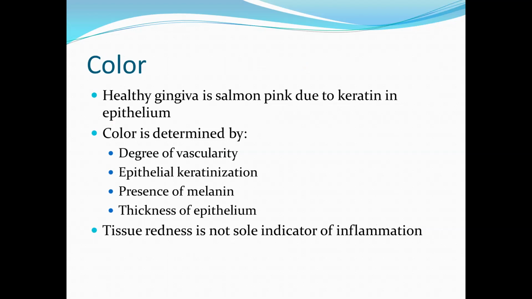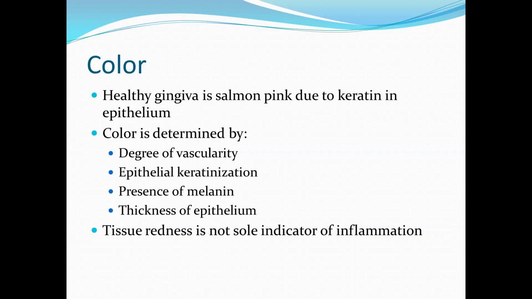So for color, we're looking at a pink to coral pink due to the amount of keratin in the epithelium as well as pigmentation. The color is determined by the degree of vascularity. Okay, think about it. If you're very vascular and have thin gum tissue, you're going to be redder than if you've got thick keratinized epithelial tissue. It's going to be more of a pale pink. The presence of melanin as well as the thickness of the epithelium matter.